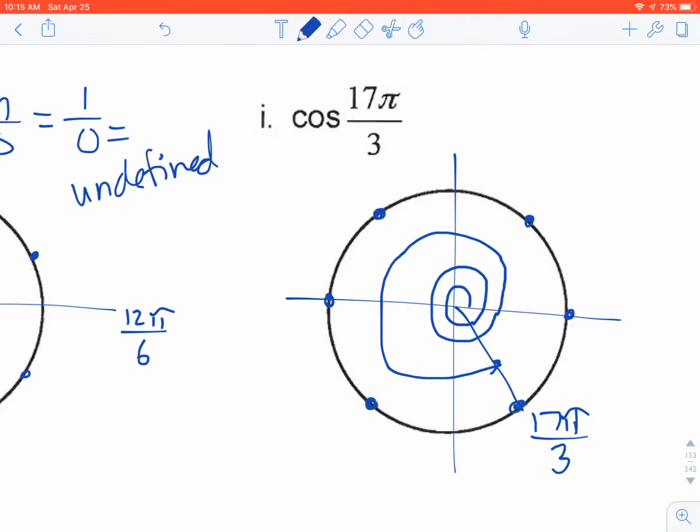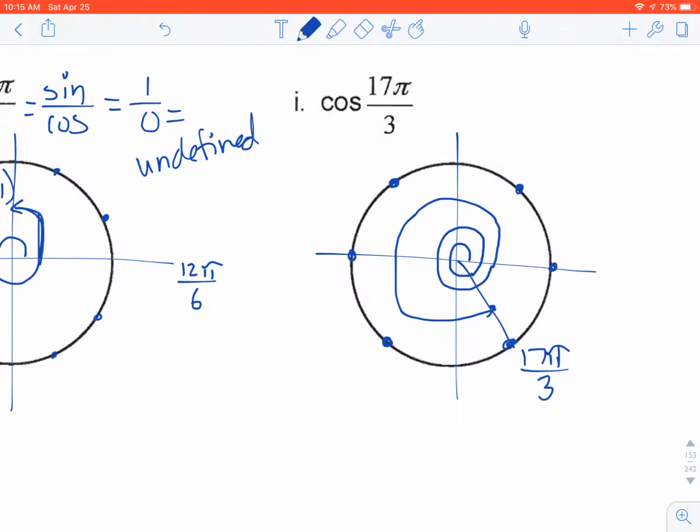We're family of 3. We're in quadrant 4, so we know our ordered pair is going to be positive 1/2, comma, negative square root 3 over 2. Again, quadrant 4, so watch your signs for each quadrant. So the cosine of 17 pi over 3, your exact value, is positive 1/2.